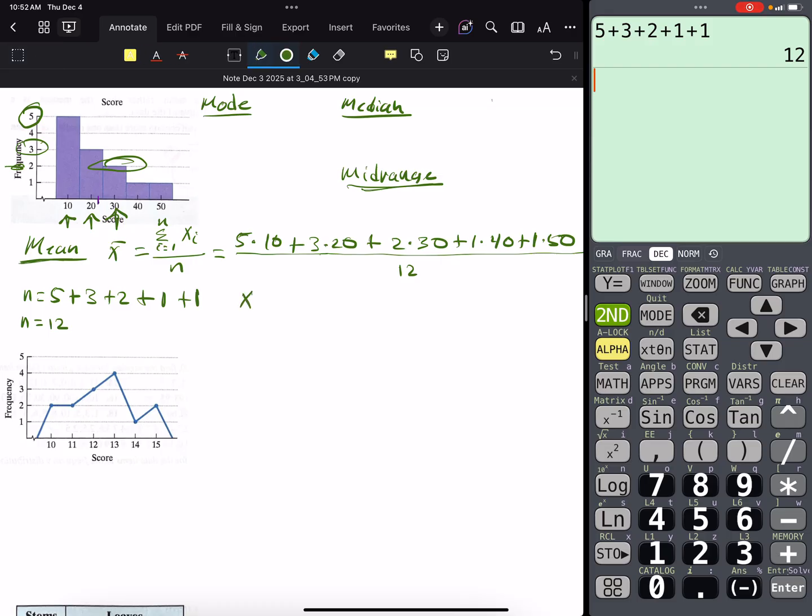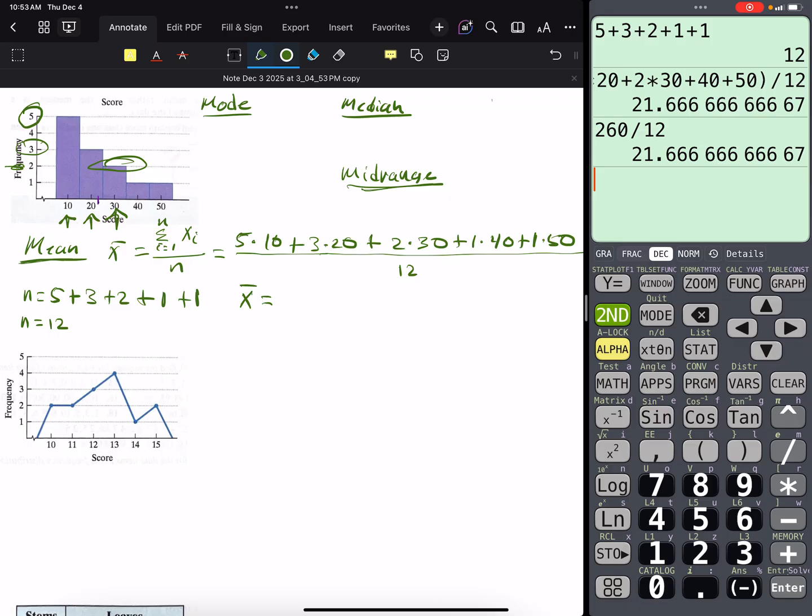Okay, and so my x bar is going to equal, I'll put parentheses because it's going to be in the numerator, 5 times 10, or 50, plus 3 times 20, or 60, plus 2 times 30, another 60. So what are we at? 120 and 170. And then plus 40, plus 50. So it'll be 260 divided by 12. And just curious, 260 divided by 12. Did I do that right in my head? Hey, I did that right in my head. It's always good to keep a running tally and make sure you agree with yourself.